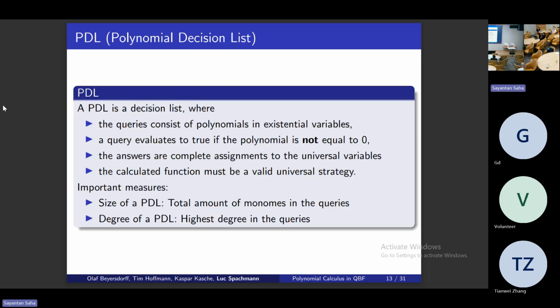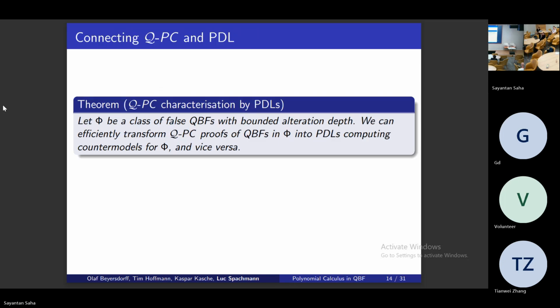Some important measures comparable to PC proofs. The size of a PDL is the total amount of monomials in the queries, not lines. And the degree of a PDL is just the highest degree in any of the queries. And our main result is to connect the proof sizes of QPC to the sizes of these PDLs. What we have shown is that if we have a QBF with a limited quantifier alternation depth, so it must be constant, then both PDLs and QPC are p-equivalent. If we have any QPC proof, we can extract a PDL in polynomial time and vice versa.